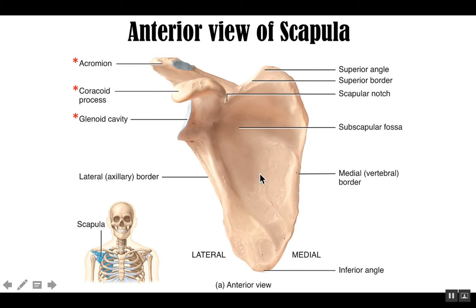The rest of it is this kind of blade look, right? And that's why it's known as the shoulder blade. The anterior surface has a shallow depression known as the subscapular fossa. This medial edge of the scapula is known as the vertebral border or medial border. This would be facing the arm, so it's the lateral or axillary border. And then you have the inferior angle down at the bottom.